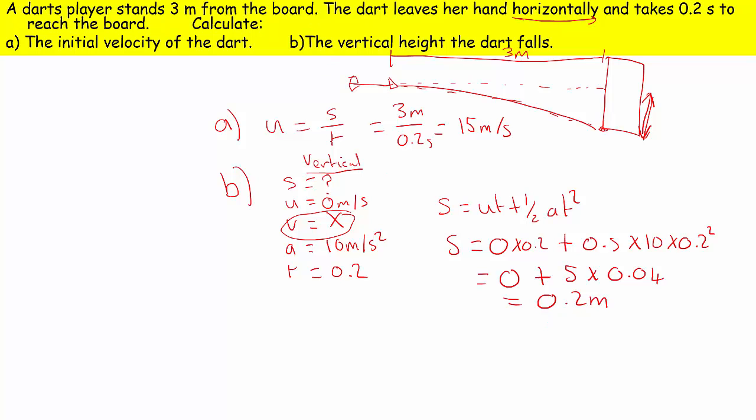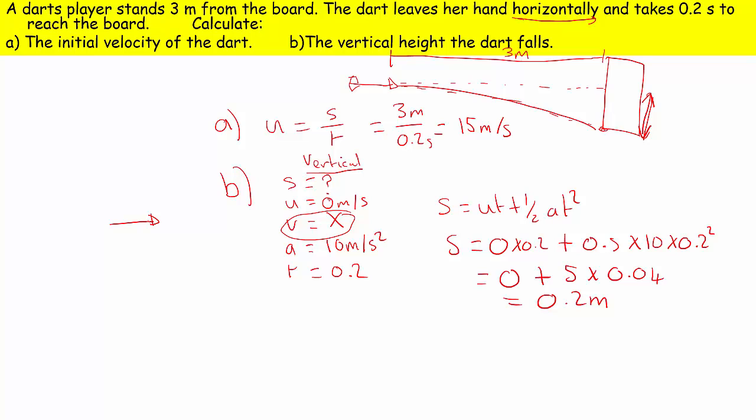Okay, so we completed the question. We used horizontal motion, uniform horizontal motion, not accelerating, so we just used speed equals distance divided by time to work out how fast it was travelling. Then as it was accelerating downwards, we just assumed that our dart was dropping.